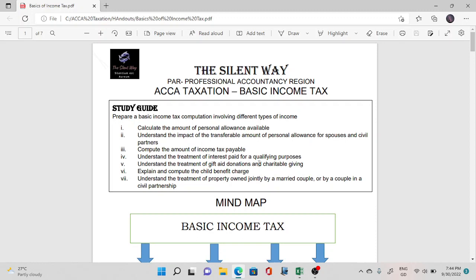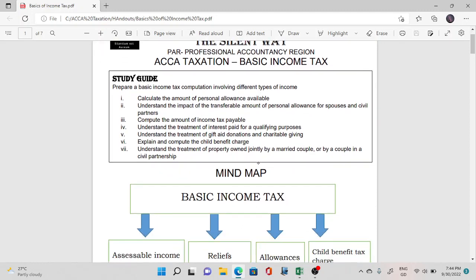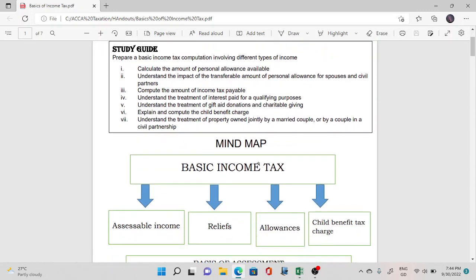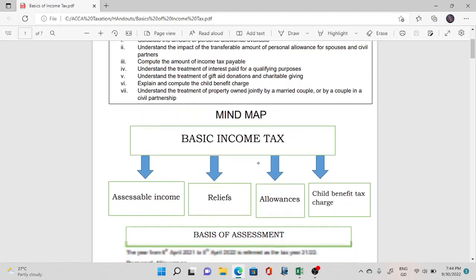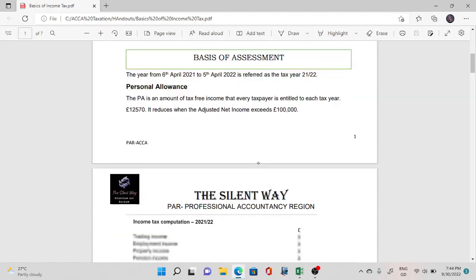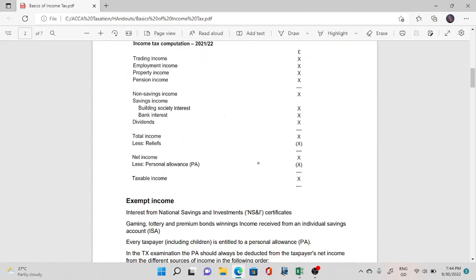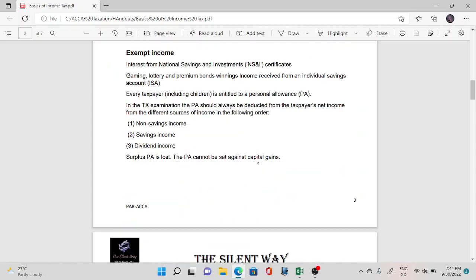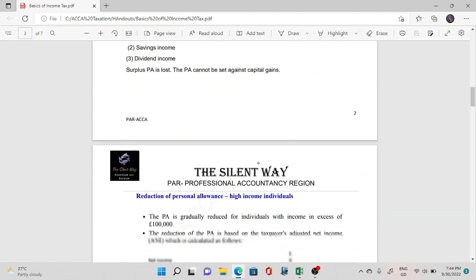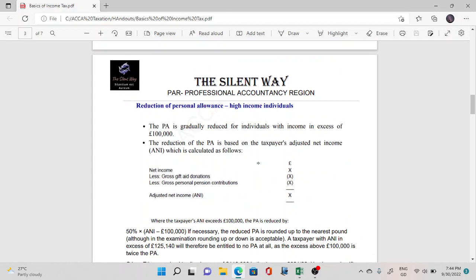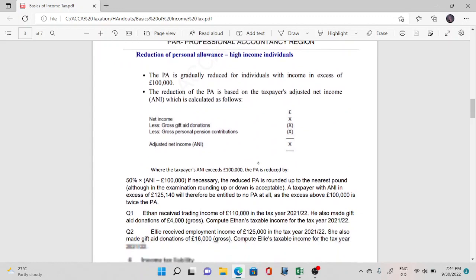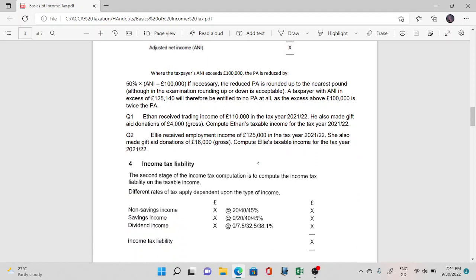Today I'm going to discuss the ACCA taxation topic of basic income tax, in which we will learn how to find the taxable income and then calculate the liability for it. I will be solving some questions in front of you on Excel, which is mandatory for ACCA CBE. Okay, question number one.